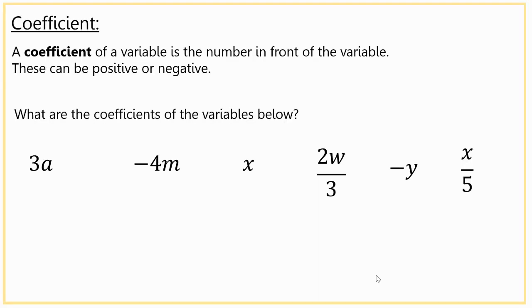Well, the first one, it's going to be the 3. The second one, it's minus 4. It's really important that the sign in front of the number is included. In front of an x, there's just a 1. 2/3 for the w, minus 1 for y, and 1/5 for x.